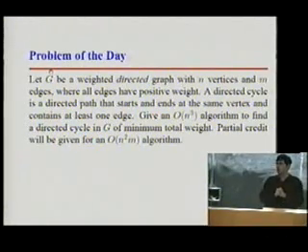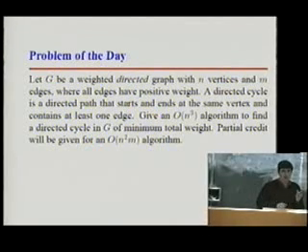Shortest path problems. And the problem of the day might smell like a shortest path problem, or at least smells to me like one, but I haven't read it yet. It says, we're given G, a weighted, directed graph where all edges have positive weights. A directed cycle is a directed path that starts and ends at the same vertex and contains at least one edge. Okay? So I guess just staying in one place doesn't count as a cycle.